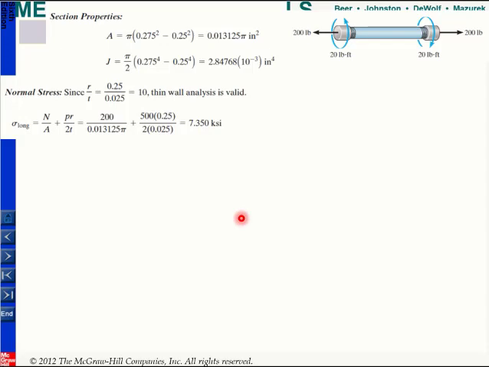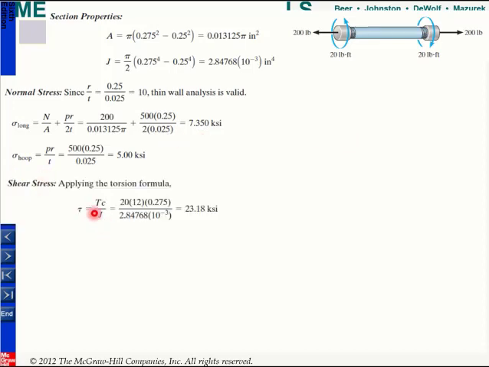And then I also need to find my hoop stress. It's given by the equation PR over T. So I just apply the formula and I find that it's equal to 5 ksi. And since I have torsion, I also have shear stress. My shear stress is equal to Tc over J. So I know my torque, I know my c, which is the outer radius, divided by J. Just be careful, since we have pound feet, we also need to convert to inches. And then if you calculate it, this is your shear stress. So I find my longitudinal stress, my hoop stress, and my shear stress.